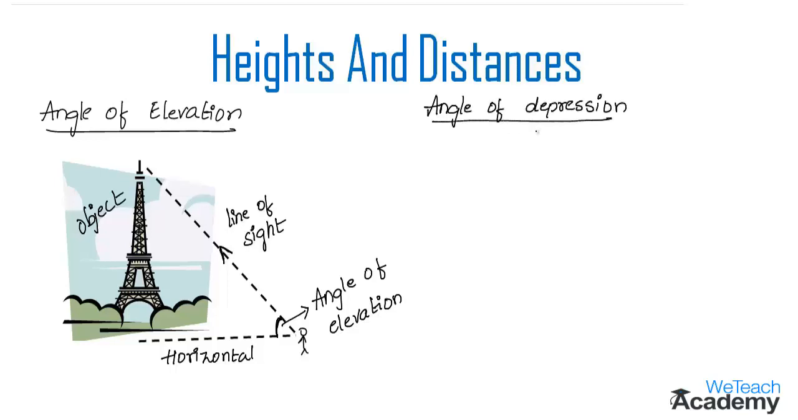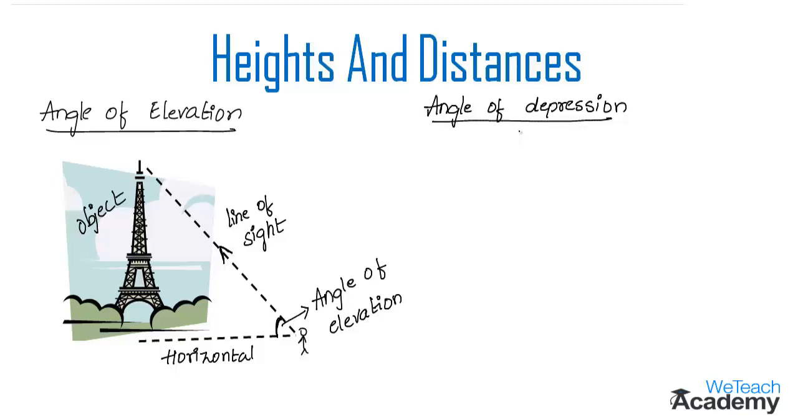And now let us discuss angle of depression. Angle of depression is the angle formed between the horizontal line drawn through the observer's eye and the line joining the eye to any object, where the object is at a lower level than the eye, and the line of observation will be in the downward direction.